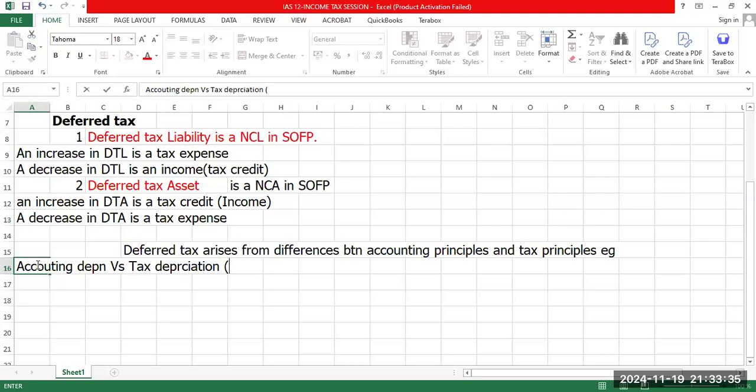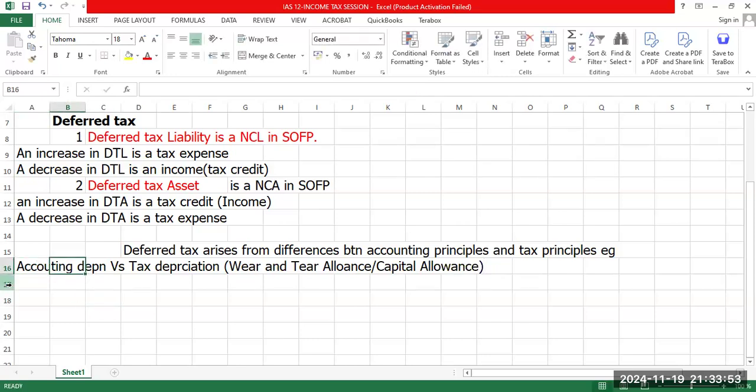Tax depreciation can be called wear and tear allowance or capital allowance. You know that these things cannot be the same. So the difference between accounting depreciation and tax depreciation will result in deferred tax. They cannot be the same. Why? The accountant has used accounting principles to prepare the income in his income statement.